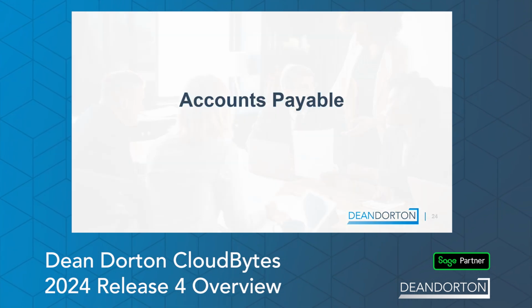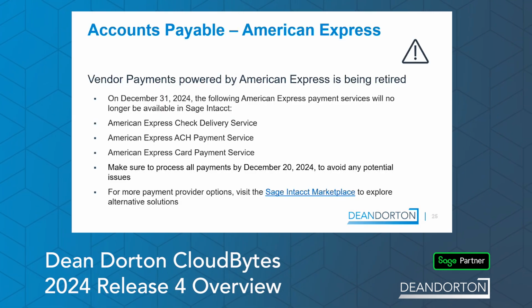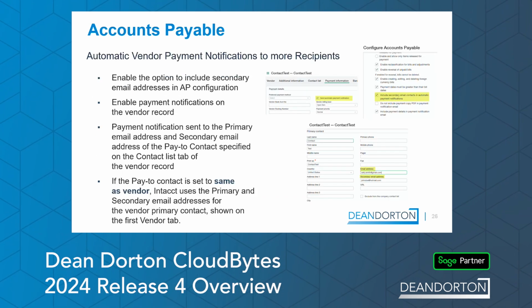Accounts payable, as I always say, it's just like accounts receivable, only in reverse. Vendor payments powered by American Express is being retired. December 31st, 2024, the following services will no longer be available in Intacct. Process all payments by December 20th. Same type of thing here. If you're using this, please reach out to us. We're happy to help you get moved into something else. There are a ton of solutions that are out there. And we do need to work fairly quickly in this case to make that move. Okay. So reach out to us if you have any questions about that.